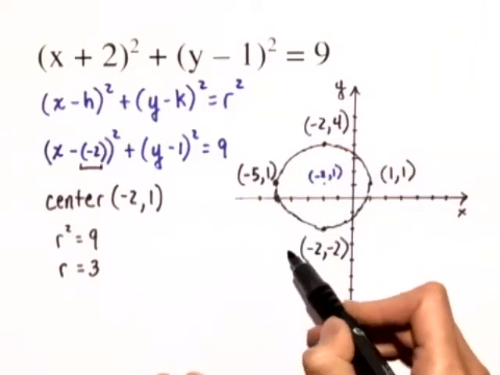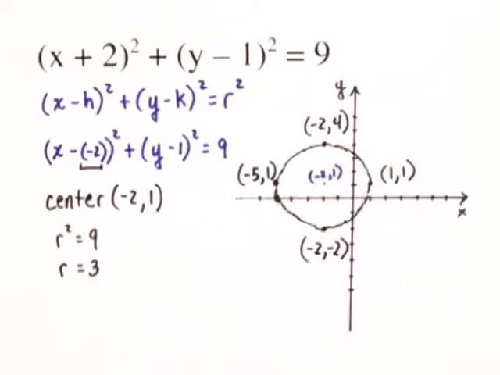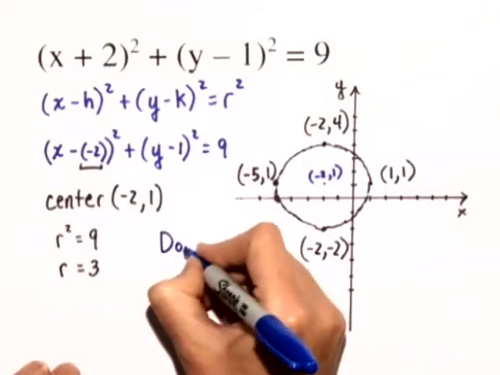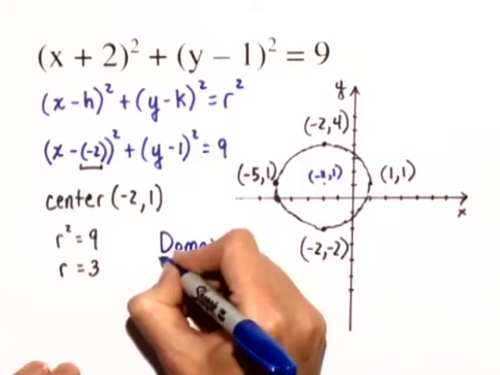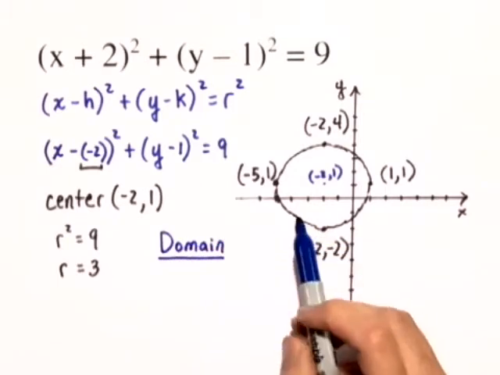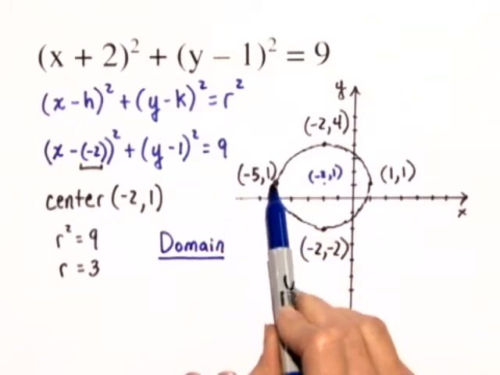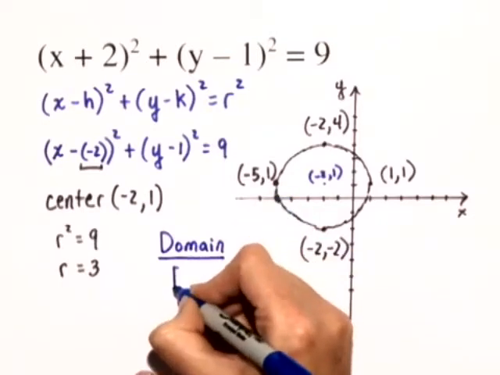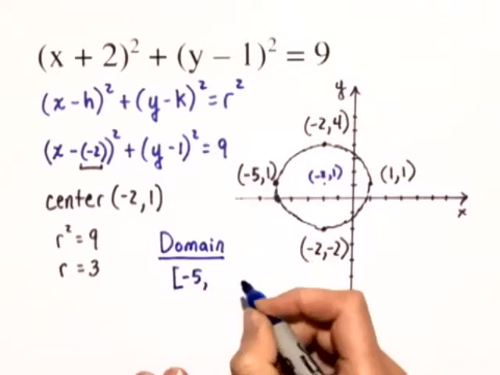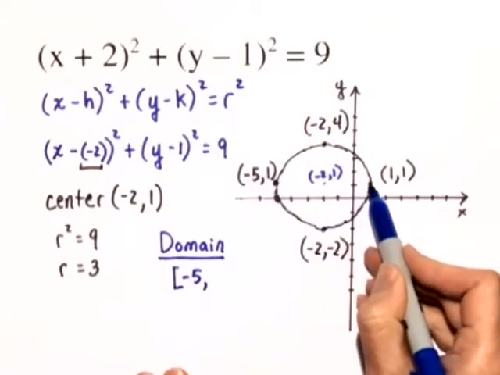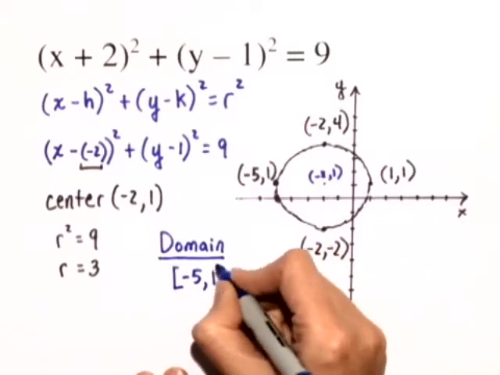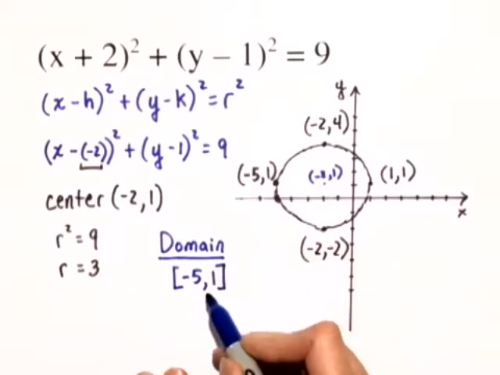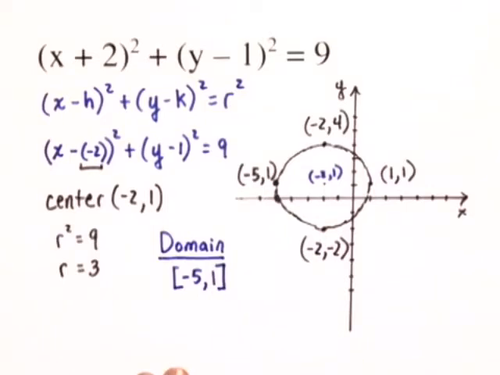The reason that I'm plotting those ordered pairs is because it will help me determine the domain and the range. The domain are the values that x can take on. And we can see that x can take on values anywhere as far left as an x value of negative 5, including negative 5, so I'll use a bracket, and it can go as far to the right as the value positive 1. So the x values in the interval from negative 5 to 1 represent the domain.